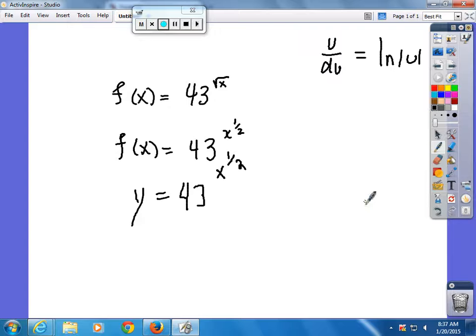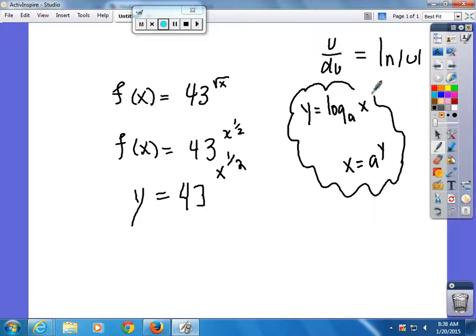Now, go back to the algebraic rule. What is your algebraic rule that changes an exponent into a logarithm? It's called the definition of a logarithm. Y is equal to what? Y is equal to log base A of what? Of X. And that's equal to what? X is equal to A to the Y, right? Y'all remember that? Look it up.